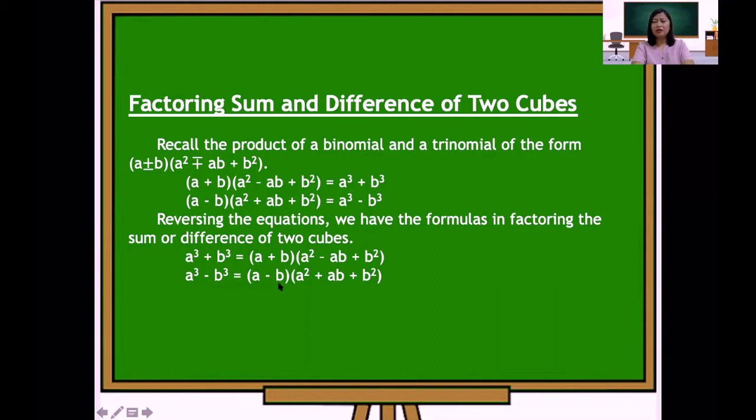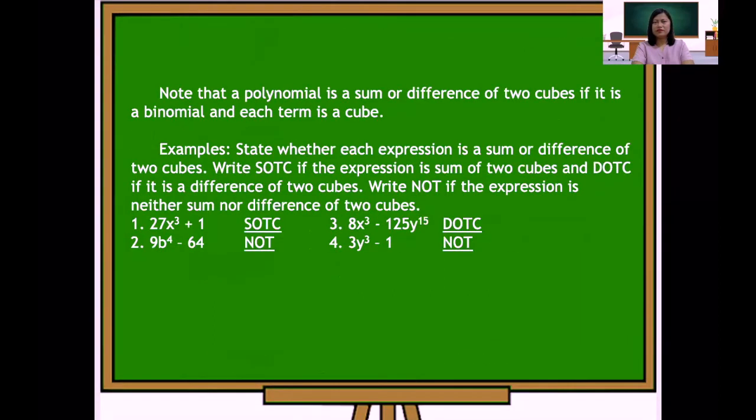To get the trinomial factor, we square a. We have a squared. A times negative b is negative ab. The opposite is positive ab. We square b, we have b squared. Remember that a polynomial is a sum or a difference of two cubes if it is a binomial and each term is a cube. Let's have the examples.